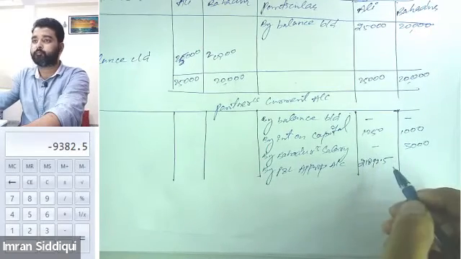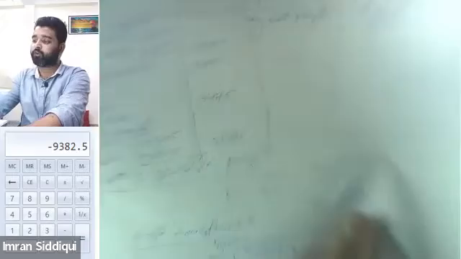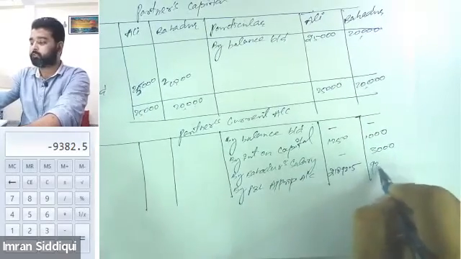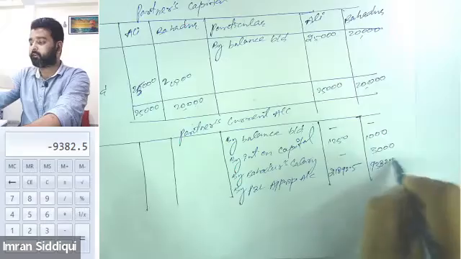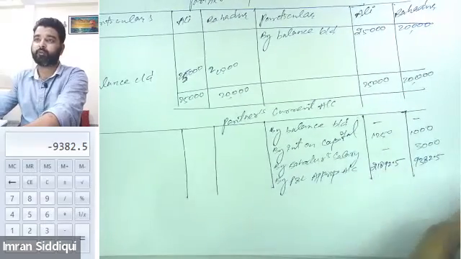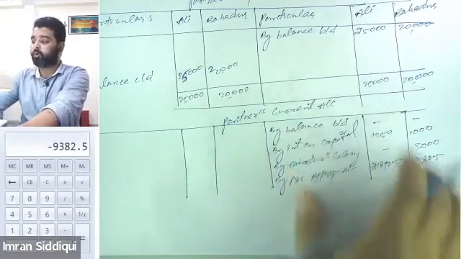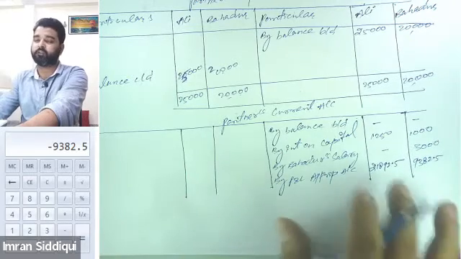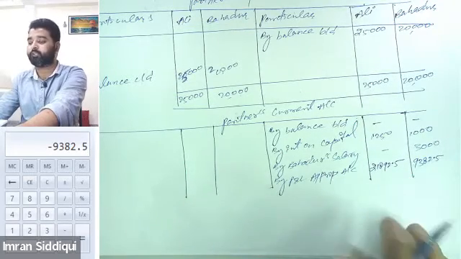21892.5. And Bahadur has got a profit of 9382.5. This is it. We have recorded all kinds of transactions on the credit side. Nothing more needs to be recorded on the credit side.